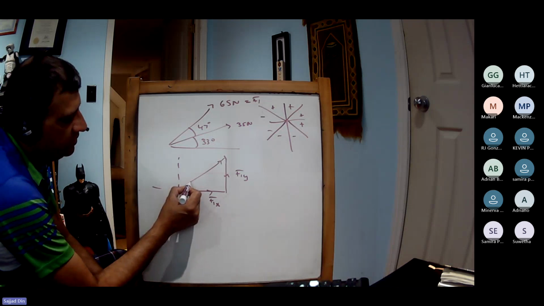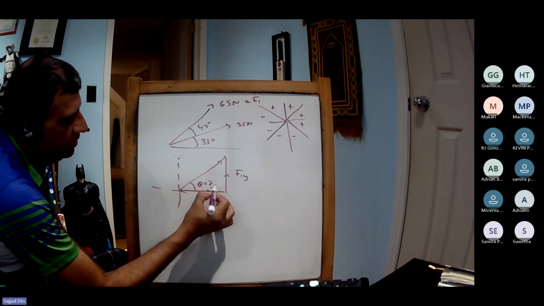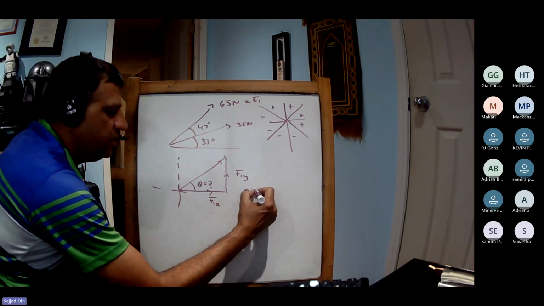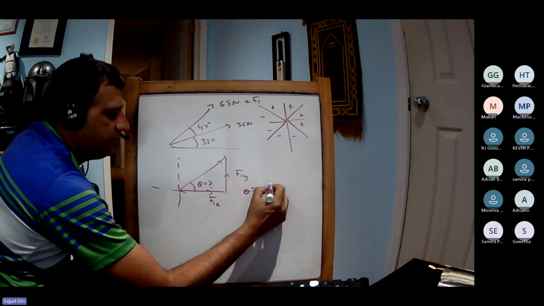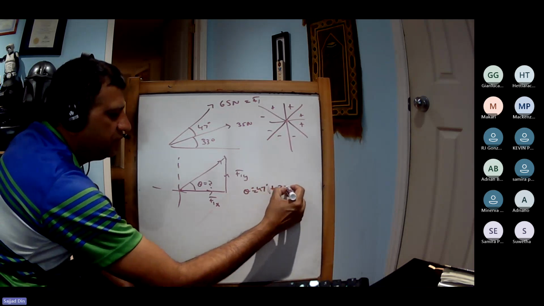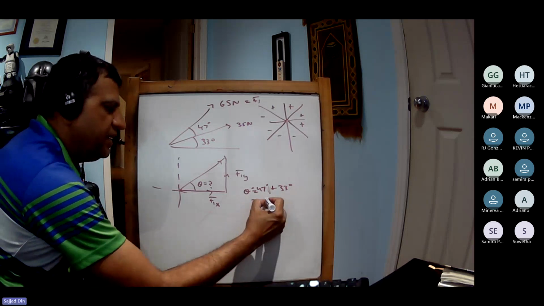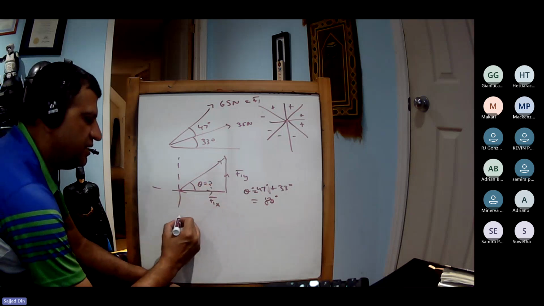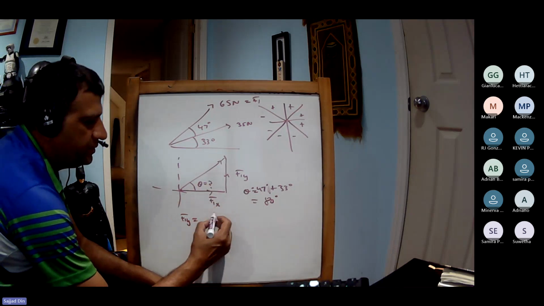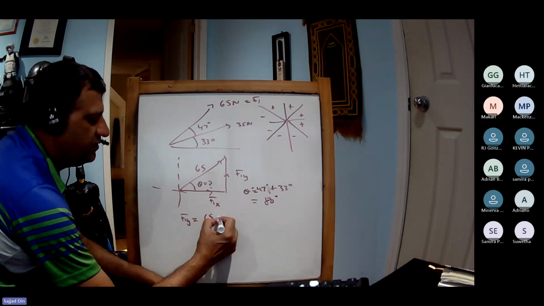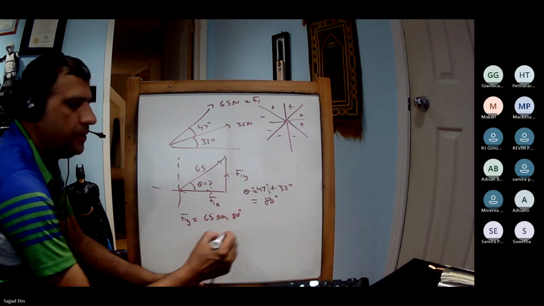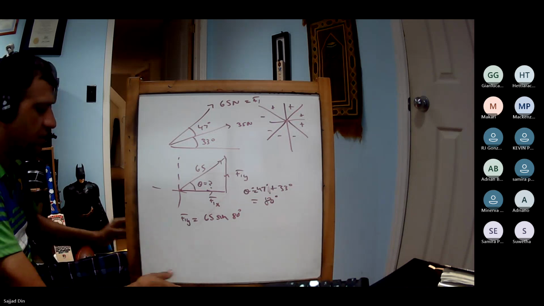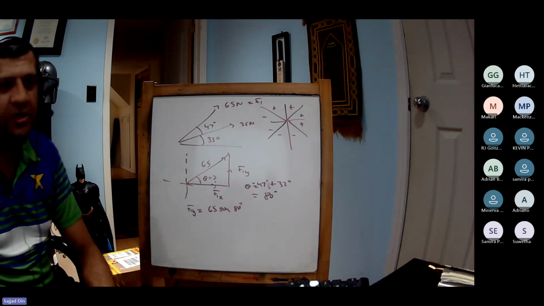So here's where the question comes in. What angle am I going to use? What is theta going to be? Well, I'm given 47 and I'm given 33. You just add the two. So theta would be 47 degrees plus 33 degrees. What is that? 80 degrees. And then you just work with that. So F1y is equal to 65 times sine 80. Use the information given, because you would have studied geometry prior to this class.